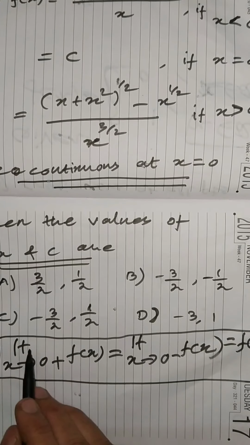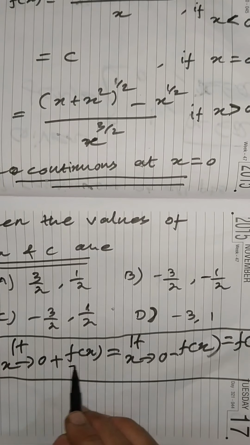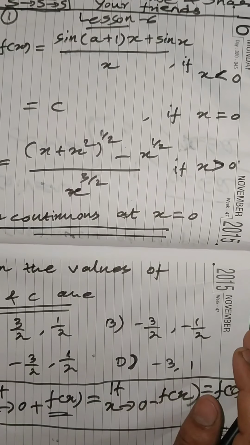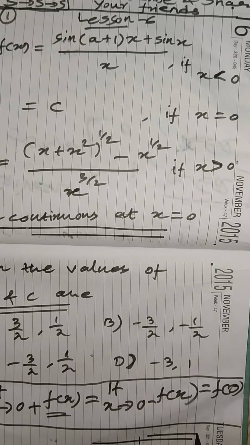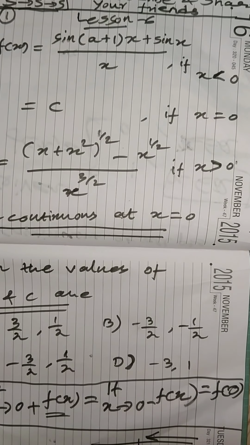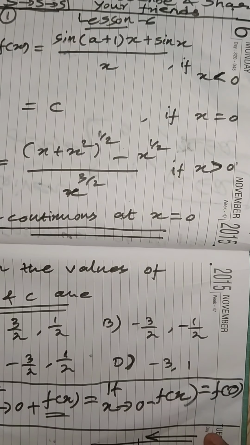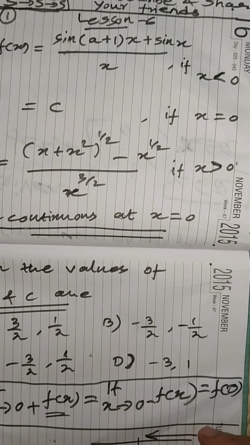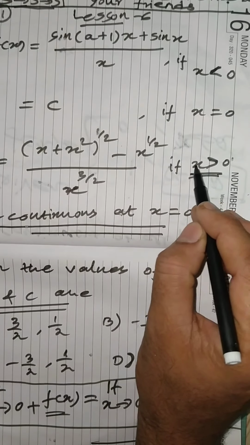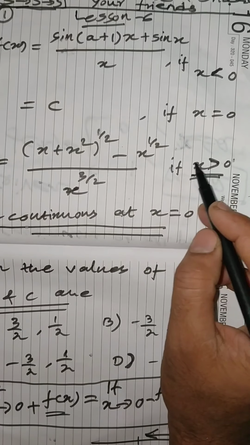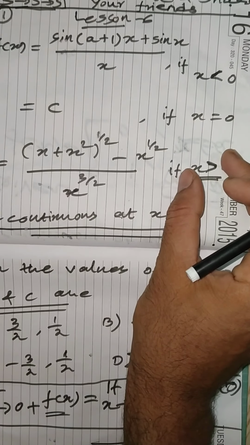First I am going to find the limit as x tends to 0 plus, the right approach, in this function. Right approach means, suppose this is 0, from the right hand side we approach 0 from the larger values, because x has larger values. So this is the right approach.